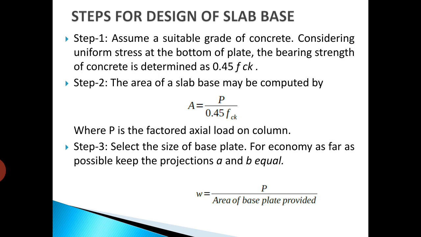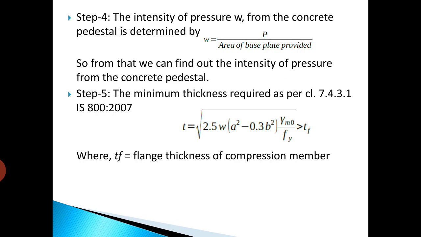For economy, as far as possible, keep the projections A and B equal. I will explain this when I solve the problem, what is A and what is B and what is their offset. After getting the size of the plate, you want to find out W, so P divided by the area of the base plate. So you can easily find that.